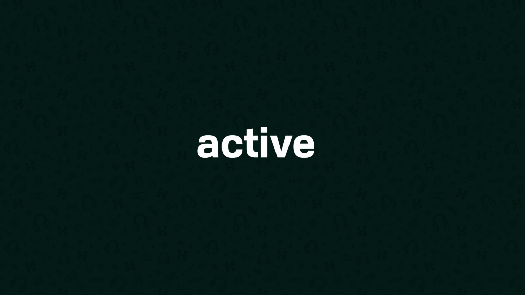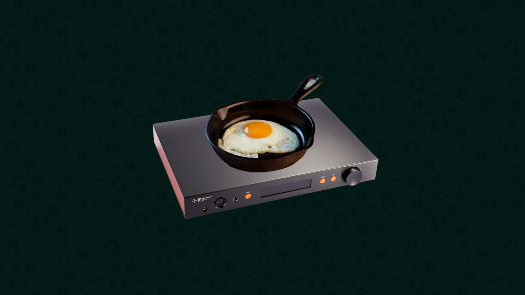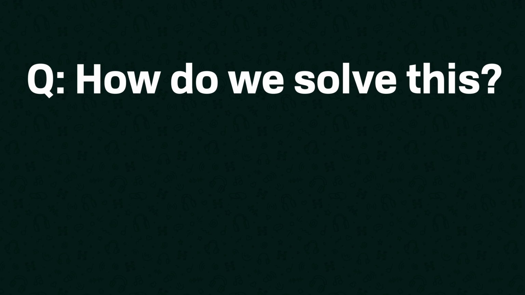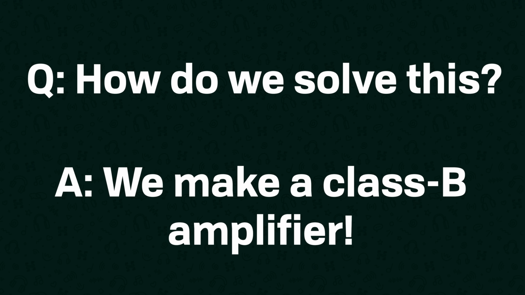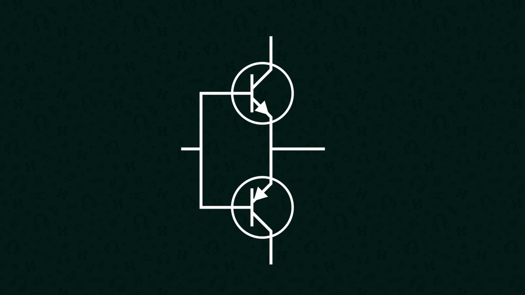They are always active, and any current not being used to drive the load or speaker itself is just converted into heat. So how do we solve this? We make a Class B amplifier. A Class B amplifier uses at least two transistors, each of which handles a different portion of the signal. This top one is an NPN or negative-positive-negative BJT, same as what we saw in the previous Class A example.